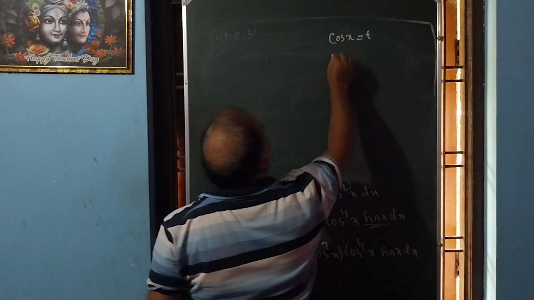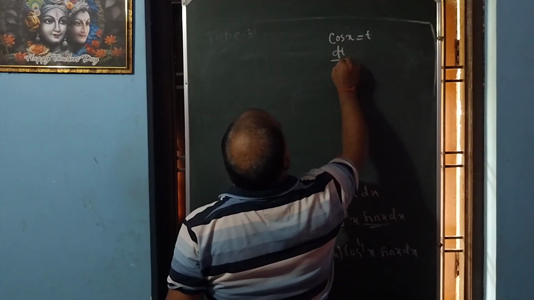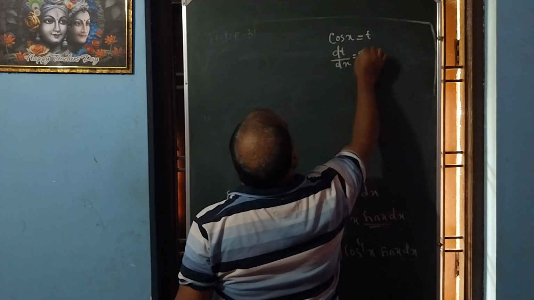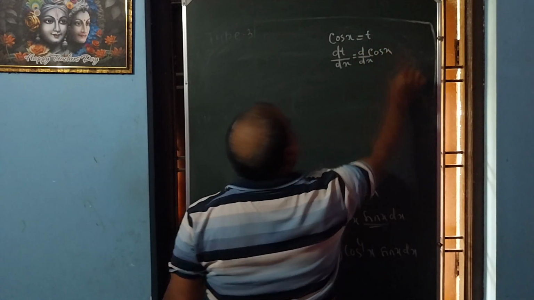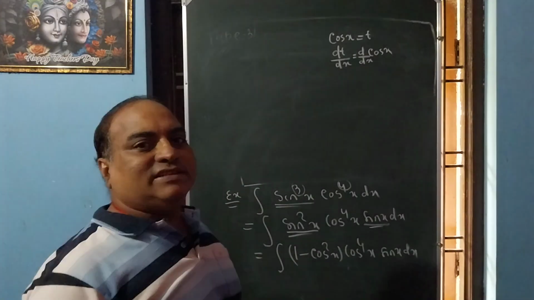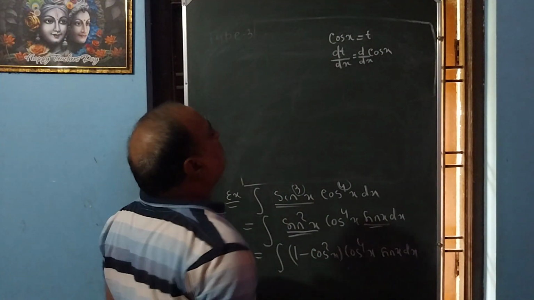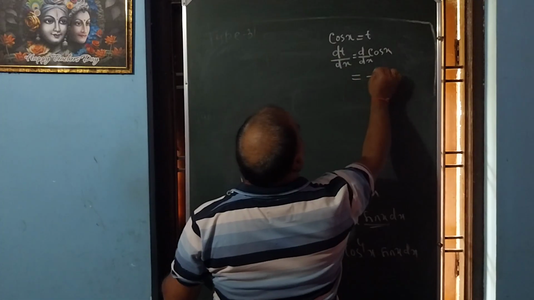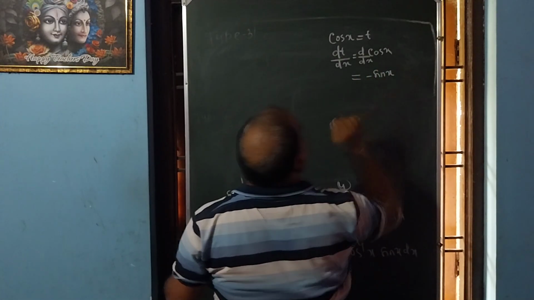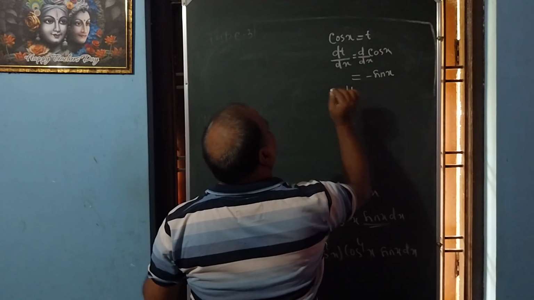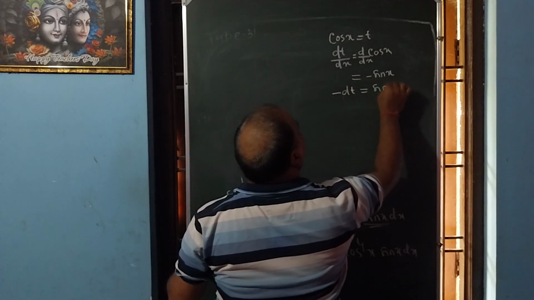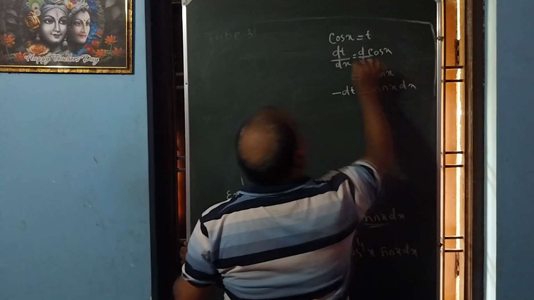So we get dt/dx is equal to d/dx of cos x. The derivative of cos x is equal to minus sin x, so dx will multiply there. Minus dt is equal to sin x dx.